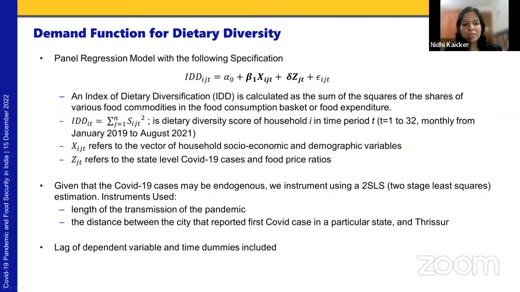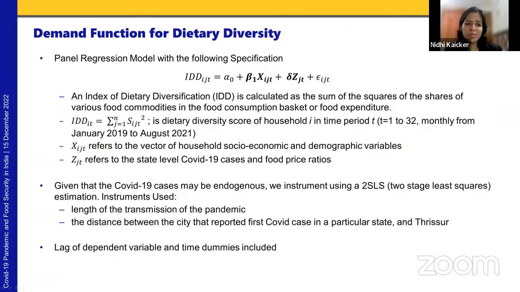X is the same household characteristics that we use in a previous specification. Z is the state level reported COVID-19 cases and food price ratios. While in the previous specification, we used MPC and its square, the log of MPC and its square, here we experiment with using expenditure quintiles.